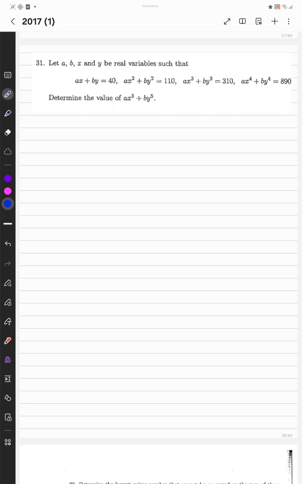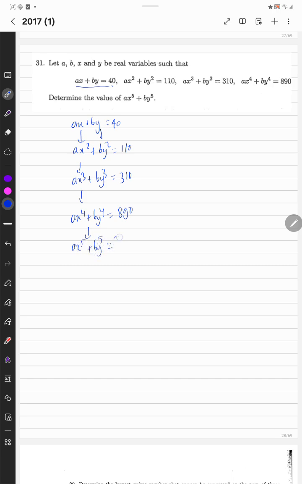The data that was given to us began like ax + by = 40. It's a simple relationship. Then we were given ax² + by² = 110, so x and y were raised to the power of 2. Then there was again an increase such that ax³ + by³ = 310. Again, ax⁴ + by⁴ = 890. Again, we raise it: ax⁵ + by⁵, what is it? That is what we are supposed to answer.